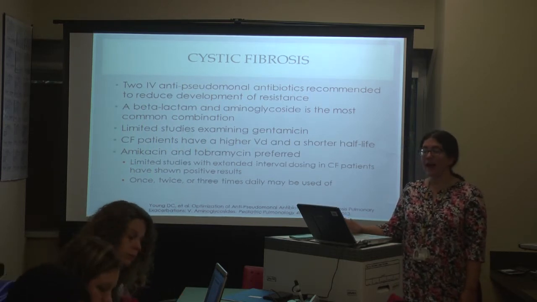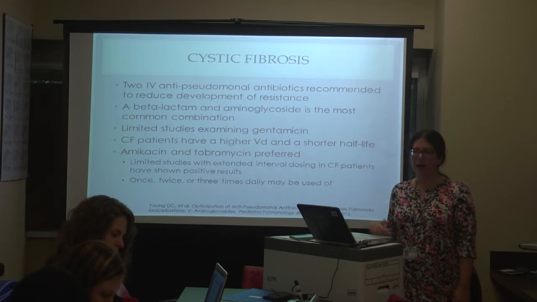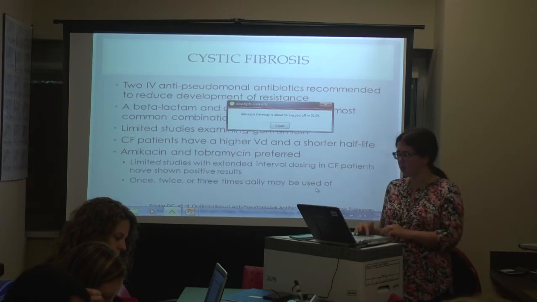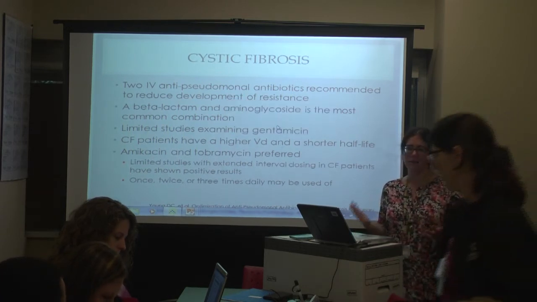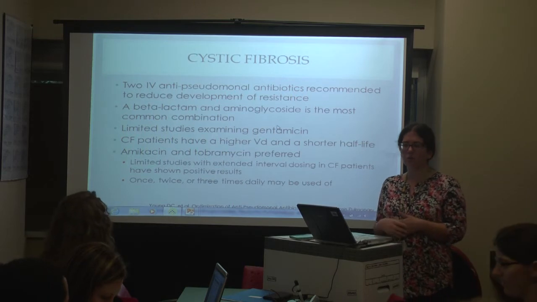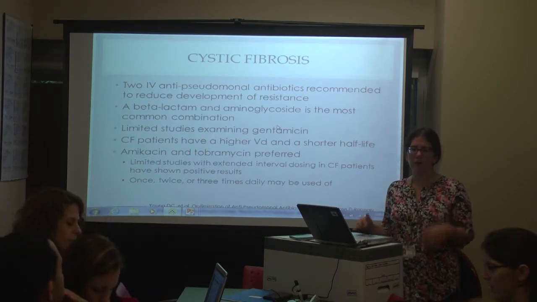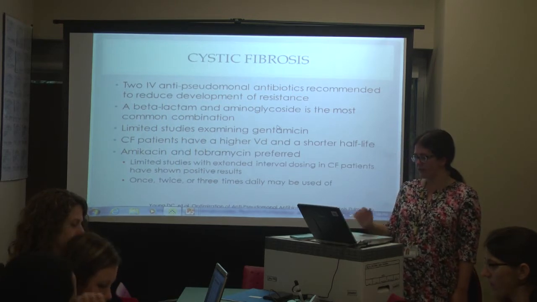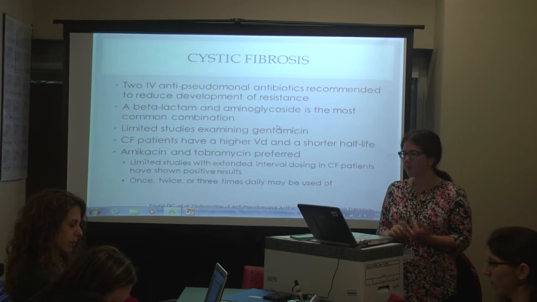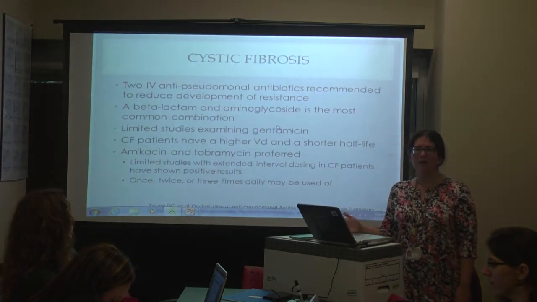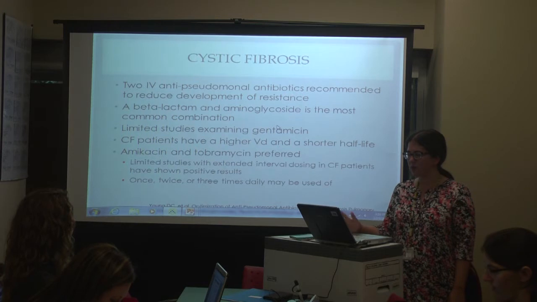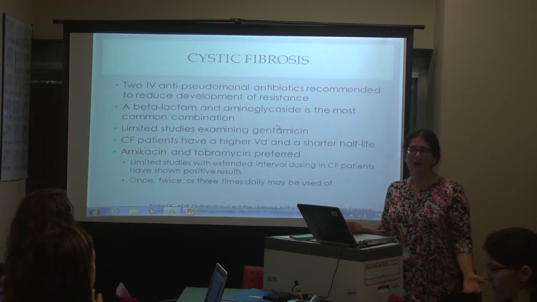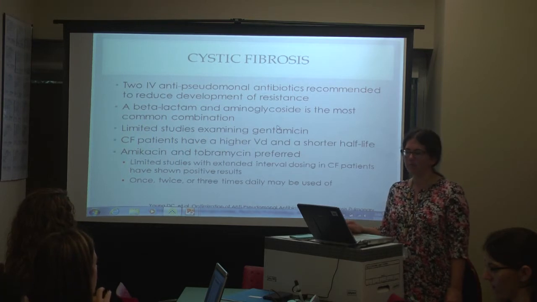CF patients have a higher volume of distribution and a shorter half-life. So what does that mean for dosing? Well, we talked about when you have that higher volume of distribution, you need a higher dose to achieve that same concentration. So that's why we're using higher doses in CF patients. It's because they have a higher volume of distribution. And for these patients, we can use once, twice, or 3 times daily dosing. There are limited studies that use Q24-hour dosing for CF patients. Well, for any pediatric patients, really. But those studies did find that there was success when using that dosing regimen.